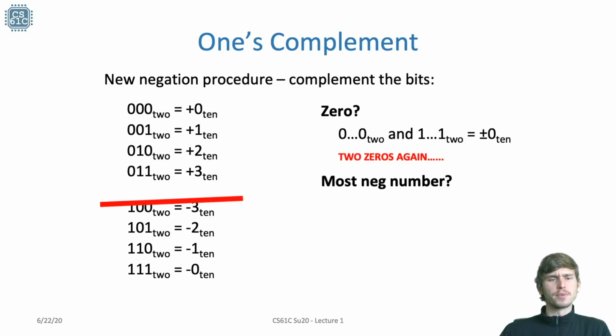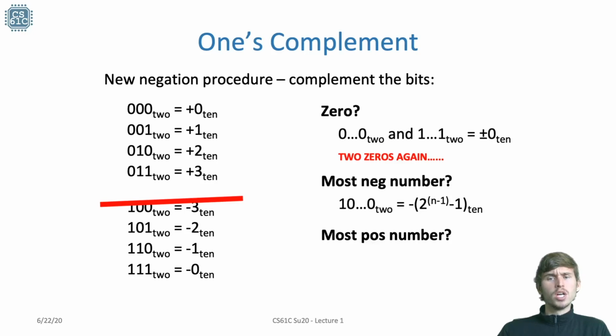But the most negative number? Well, the most negative number in our case is going to be a 1 in the most significant place and zeros otherwise. So this value is negative 2 to the n minus 1 minus 1. How about the most positive number? Well, the most positive number is going to be all 1s except for the most significant bit's place, which is going to be 0, which means that it's going to have a value of 2 to the n minus 1 minus 1.